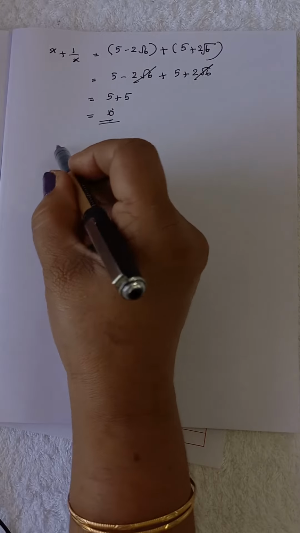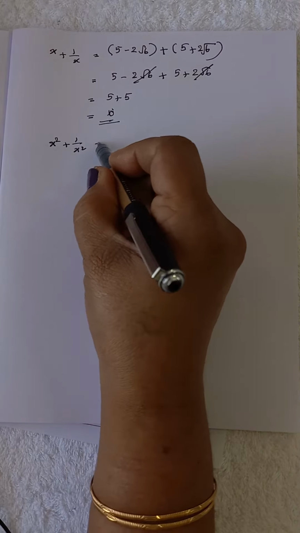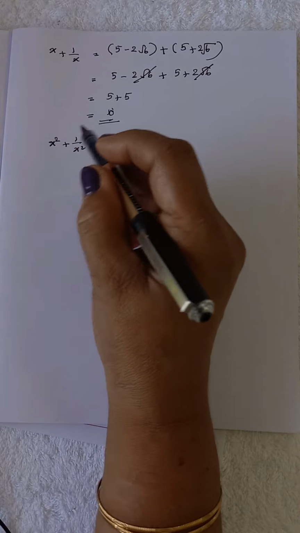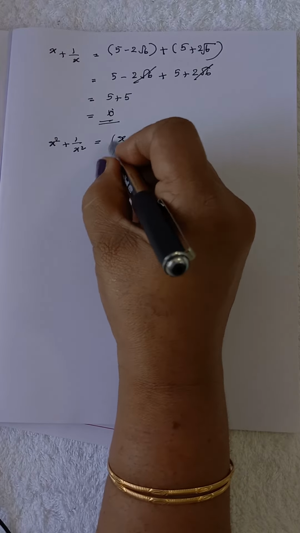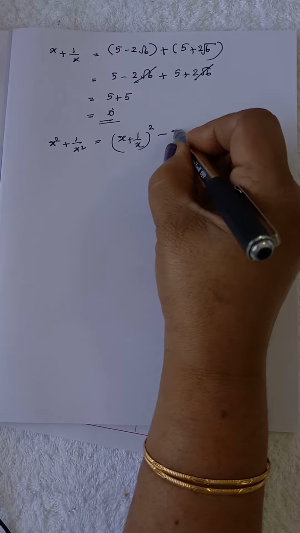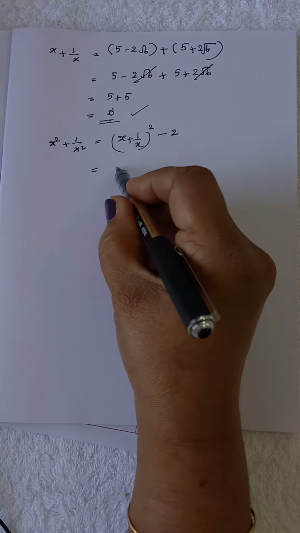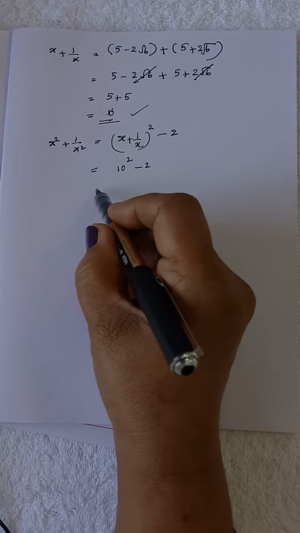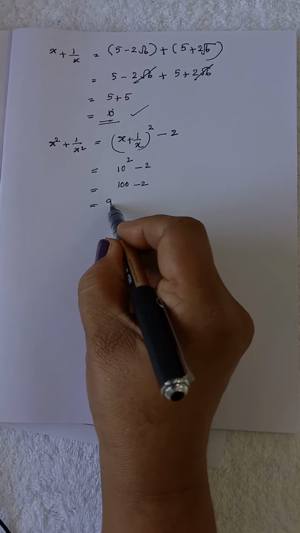Actually we want to find out x square plus 1 by x square. That this x square plus 1 by x square we arrived in the previous page as x plus 1 by x whole square minus 2. So we found this x plus 1 by x as 10. So substituting that here we will get 10 square minus 2, that is 100 minus 2, which is 98.